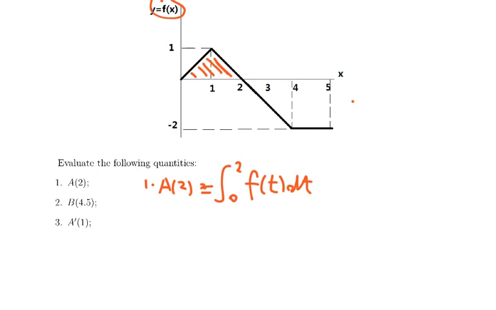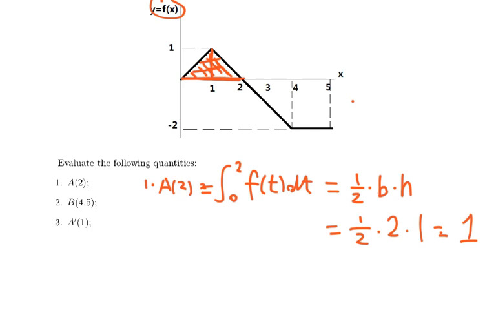And we can actually evaluate this quantity by using the formula of the area of a triangle. That is 1/2 times the base b, I will use small b here, and times the height h. And for this triangle here, we can see that the base is this part, that is 2, and the height is this part, which is 1. So the resulting area of this triangle is equal to 1. That also means A(2) is equal to 1.